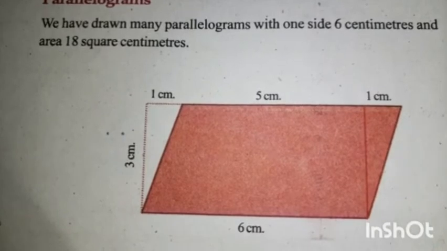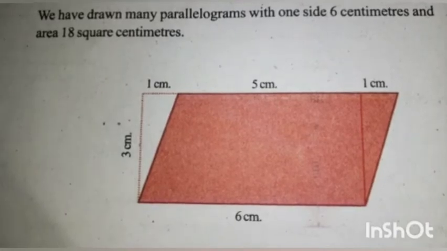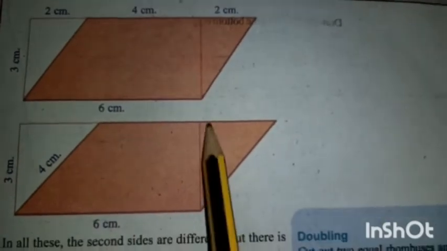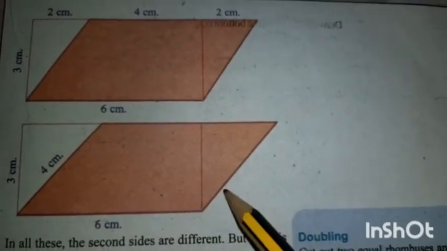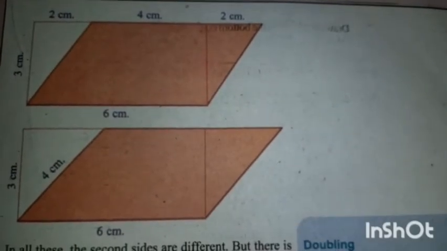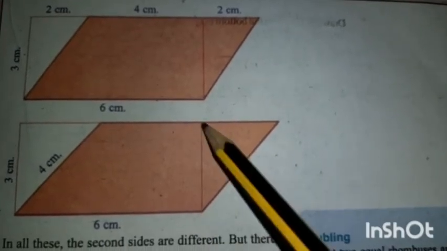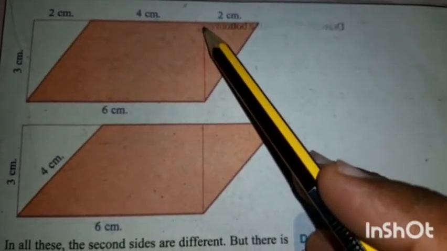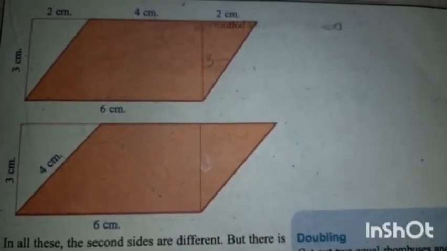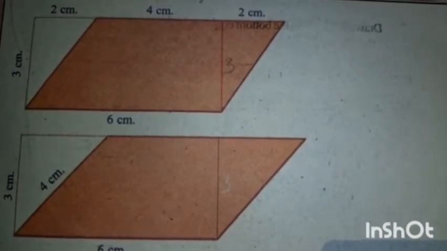We can draw many parallelograms with one side 6 centimeter and area 18 centimeter square. In all these parallelograms, this length is different, so the extension is also different. So the second side is also different. But there is another measurement that remains unchanged, which is this length. The distance between the top and bottom side is always 3 centimeter. There is no change in that. The height is not changing. Always it is 3 centimeter.